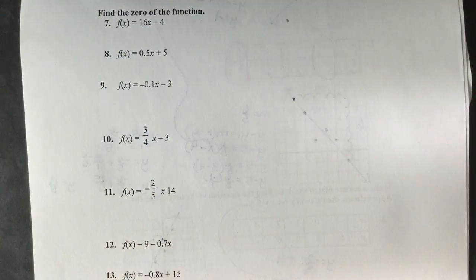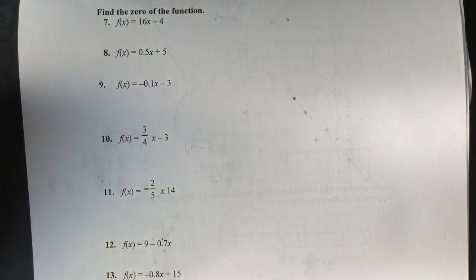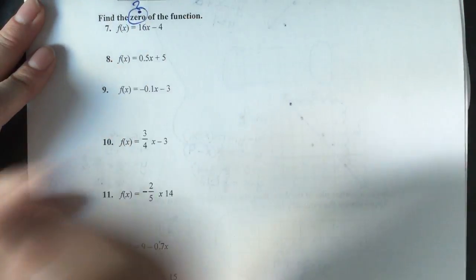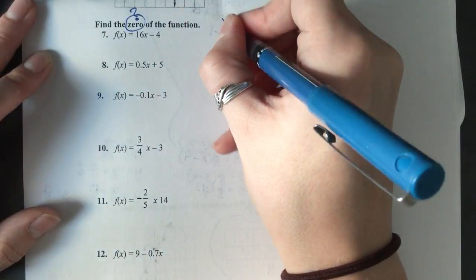Okay, we need to find the 0 of the function. Okay, what do they mean by 0? Well, what they mean is the x-intercept.